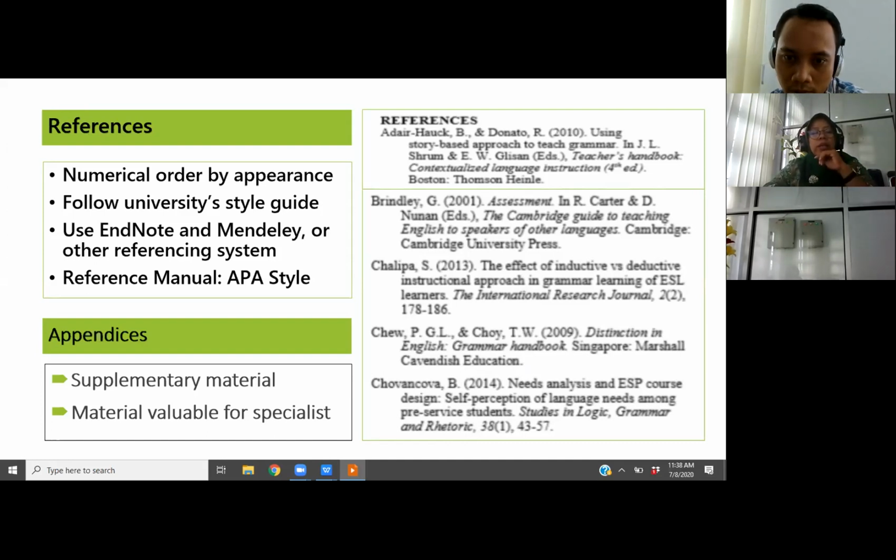And then the appendices. Appendices are for any kind of finding or the result of your interview or whatever it is, and then the instrument you put here in the appendices. And then reference, just go back later on to the APA manual. For example, in our university, we use the APA manual. It will be detailed later on, any book or any manuals like the APA manual you can use.